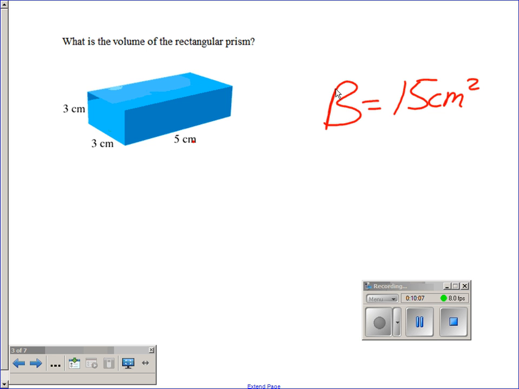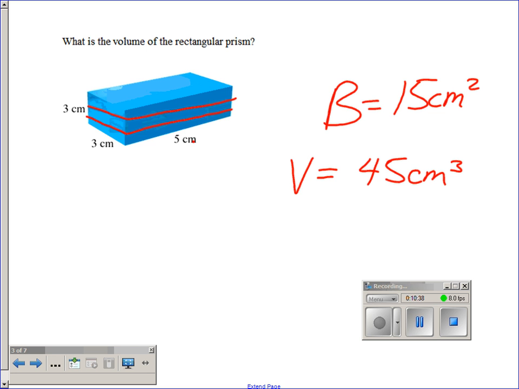Three groups, right? We'd have the first one right here, where that whole piece is 15. We'd have the second one here, where that whole piece is 15. And then we'd have the third one. So we have three groups of 15. So what is the total volume of this? 45 centimeters cubed. How do we do?